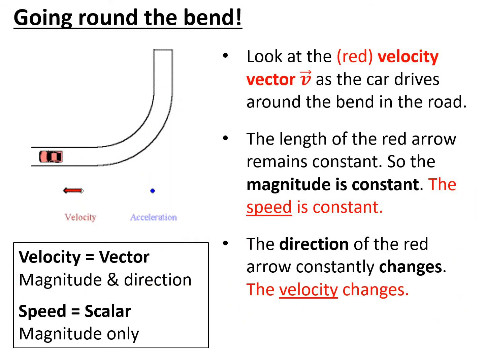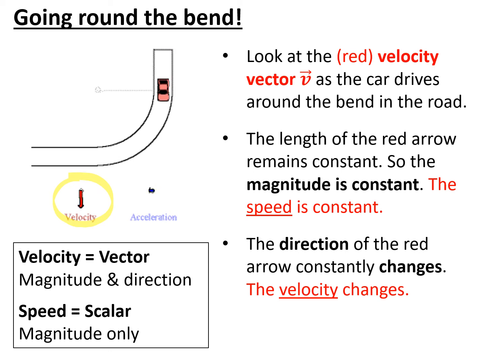Now we can apply these ideas to a situation like a car going round the bend. And what I want you to look at here very carefully is the little red arrow down here, right? Now that arrow represents the velocity vector of the car. So when the car is coming down, the arrow points down, and when the car is going to the left, the arrow points to the left, and it changes direction as the car changes direction. The length of that red arrow represents the speed of the car, and the length doesn't change.